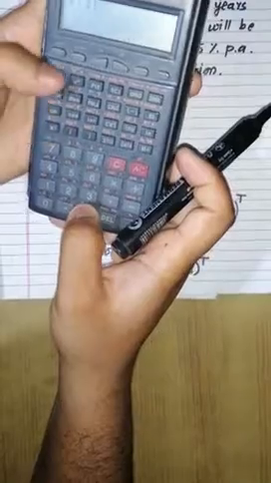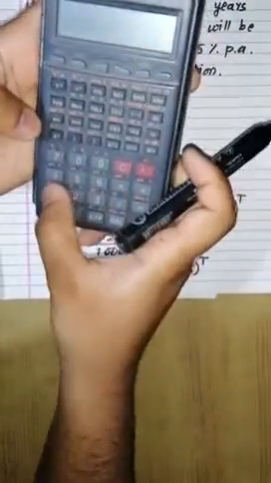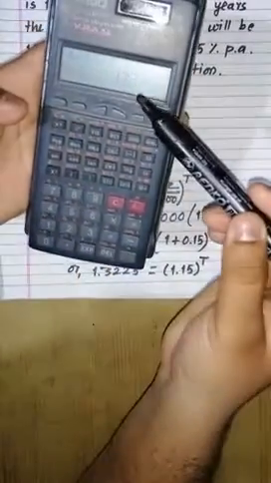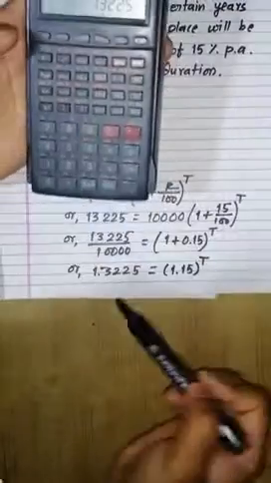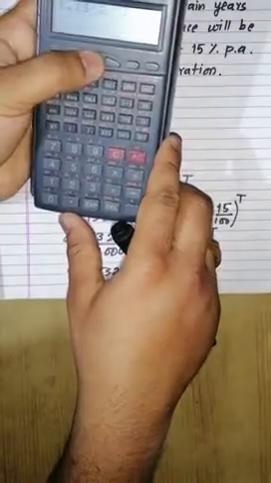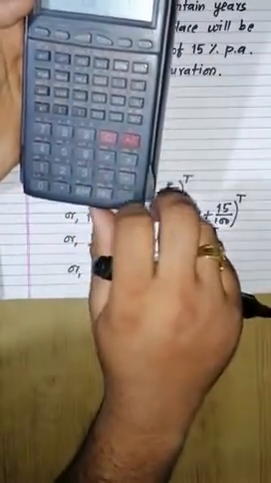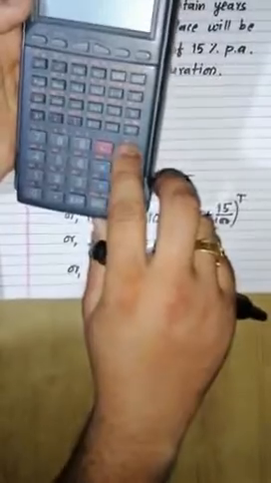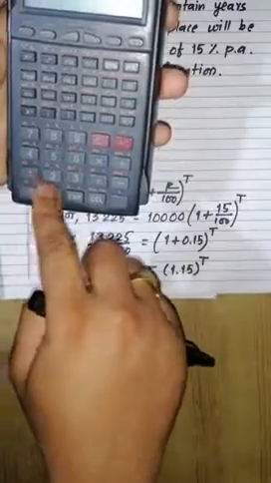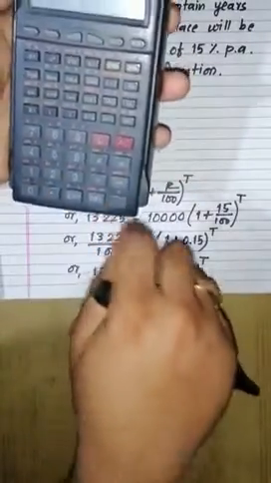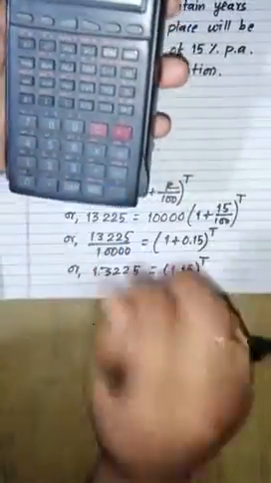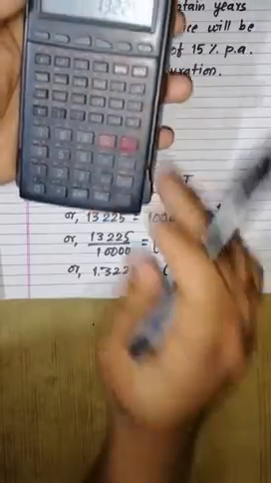1.15 whole to the power 2, if I do 1.15 to the power 2, then I'm getting 1.3225, which is exactly the same as this. If it does not match here, then you can move ahead like 1.15 to the power 3, 1.15 to the power 4. Until you get the value, you can just move ahead. Here, for 1.15 to the power 2, I'm getting the exact value of 1.3225.